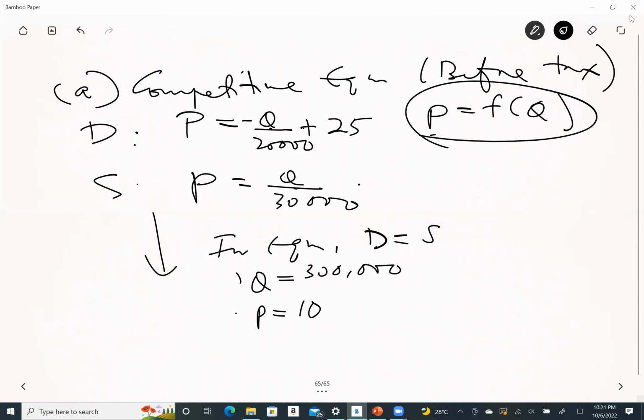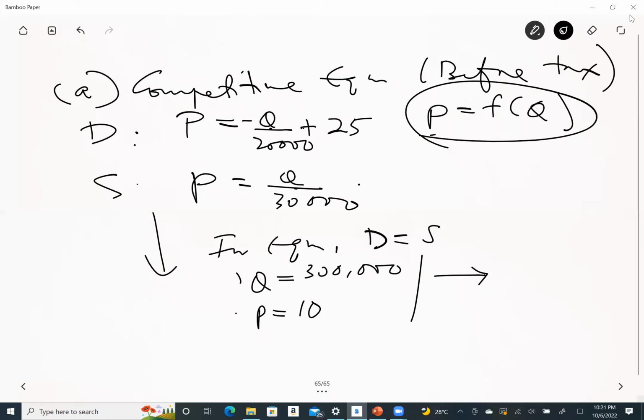So whatever you get, you stop there. If you got it wrong, it's okay. Then you write down beside your answer, Q is 300,000, P is equal to 10. It's okay if you're wrong. I want you to finish up: Q is 300,000, P equal to 10.